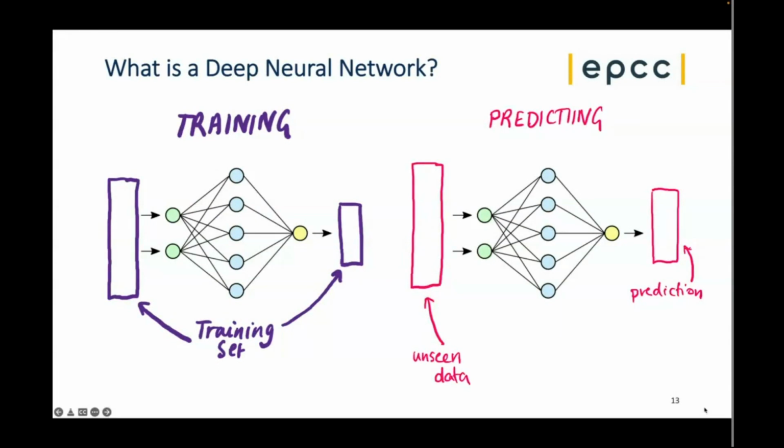I use the word prediction. It doesn't have to be in the future. It could be, are you predicting whether the image that you put in is a cat or a dog? You're trying to infer something about the data from the unseen data.